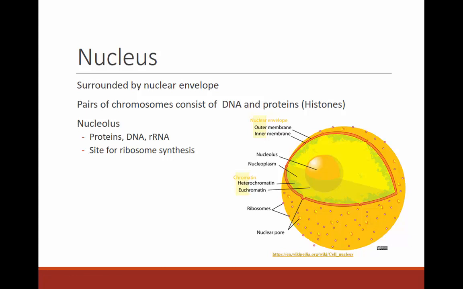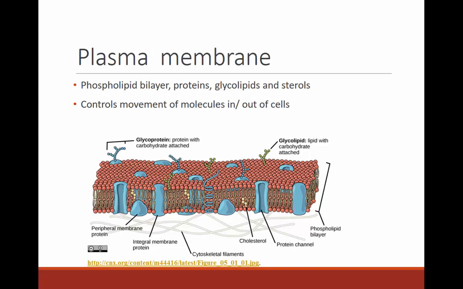You've got the pairs of chromosomes, so that DNA material, and they're wound around histones, so they actually condense. And then you've got the nucleolus. This is where you have proteins, DNA and RNA. And sometimes, because you can see these ribosomes, it's the site of ribosome synthesis as well. So there's a lot of things happening in the nucleus.